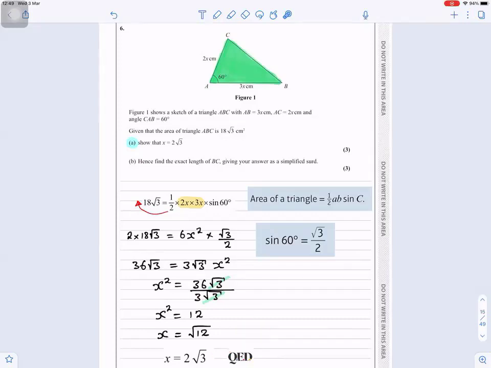QED. It means quod erat demonstrandum, as required to show. Because they wanted us to show that, and when you finish showing that, you write QED. It means you have shown it.